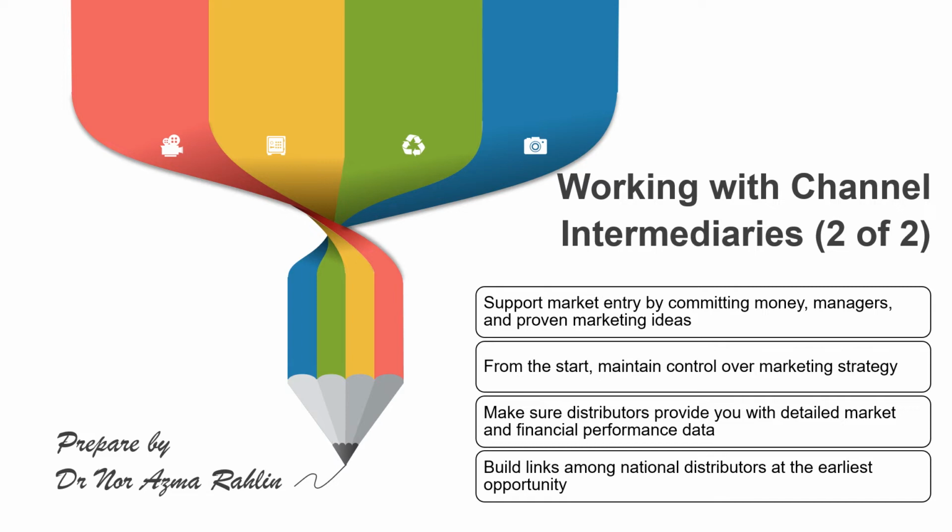Step number 5: from the start, maintain control over marketing strategy. At this stage, sellers need to exploit the full potential of the global marketing channels. The manufacturer should provide solid leadership for marketing in terms of which products the distributor should sell and how those products should be positioned. Again, it's necessary to have employees on site or to have country or regional managers monitor the distributor's performance.